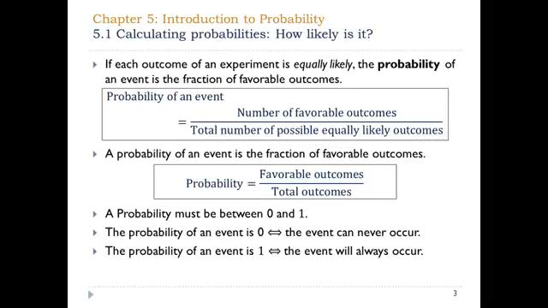The probability of an event is a fraction of favorable outcomes. Probability is equal to favorable outcomes divided by total outcomes. The probability must be between 0 and 1. A probability of 0 implies the event can never occur, and a probability of 1 implies the event will always occur.